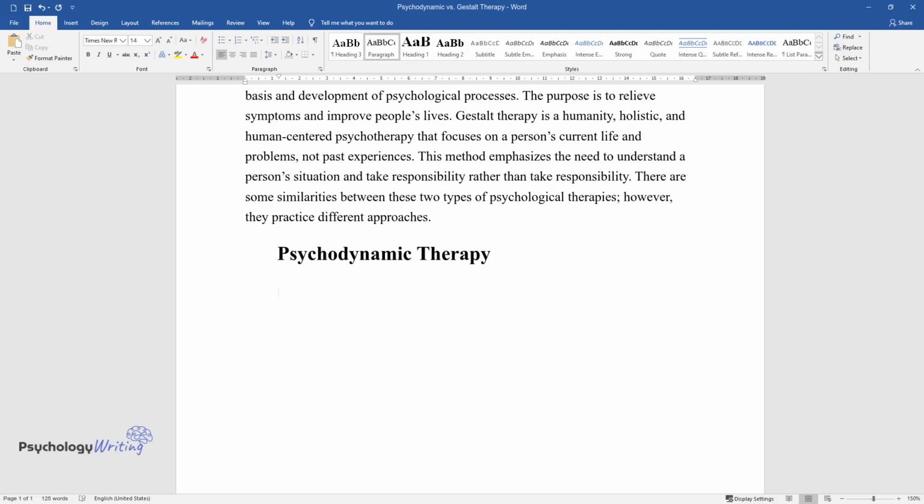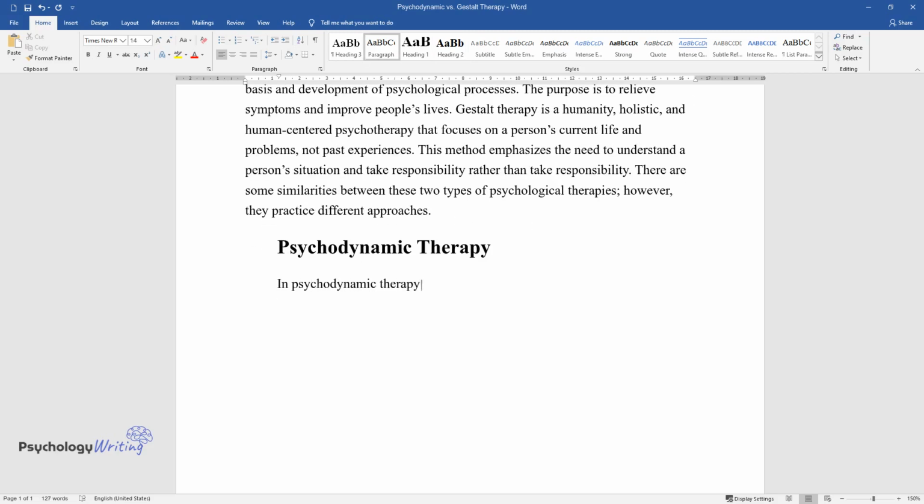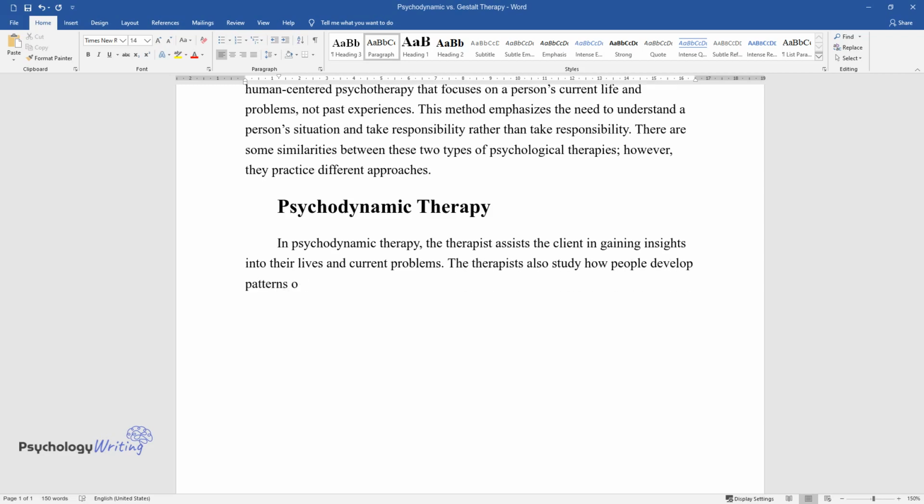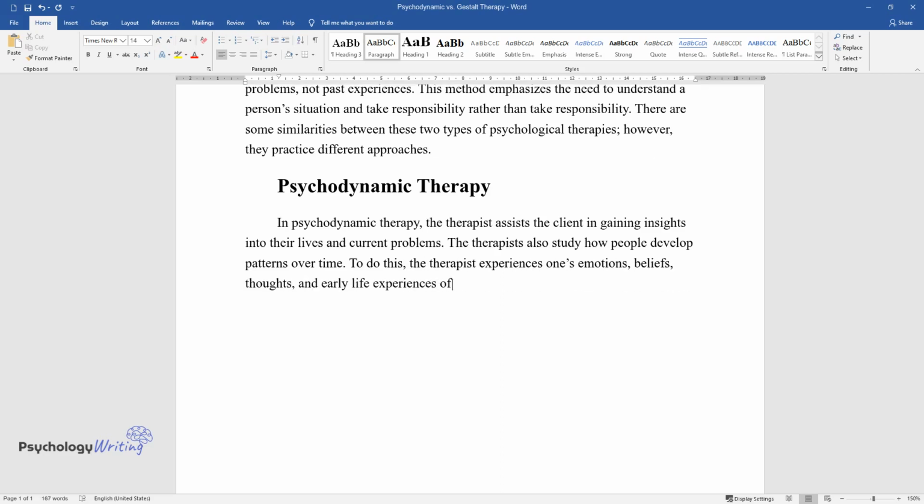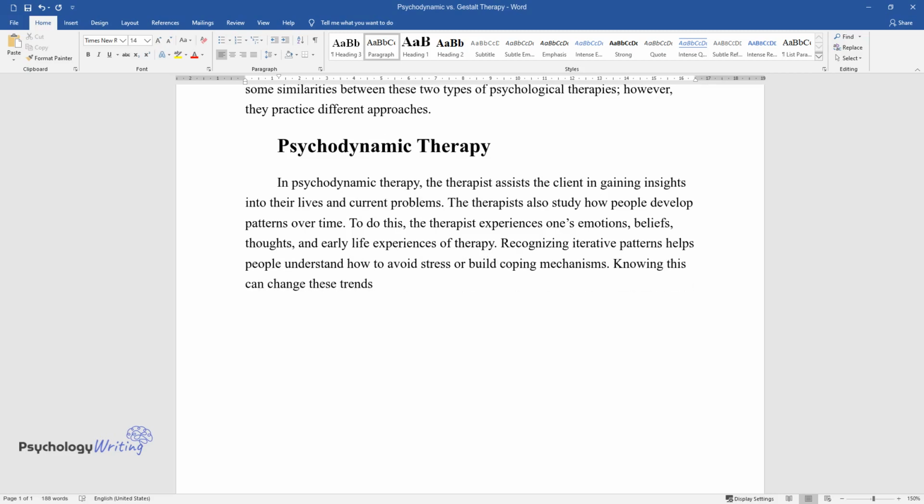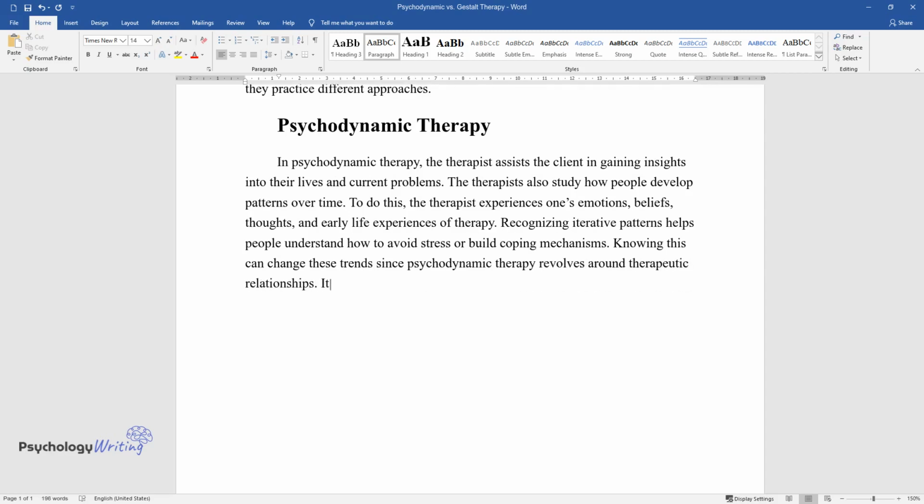Psychodynamic therapy. In psychodynamic therapy, the therapist assists the client in gaining insights into their lives and current problems. The therapists also study how people develop patterns over time. To do this, the therapist explores one's emotions, beliefs, thoughts, and early life experiences. Recognizing repetitive patterns helps people understand how to avoid stress or build coping mechanisms. Knowing this can change these patterns, since psychodynamic therapy revolves around the therapeutic relationship.